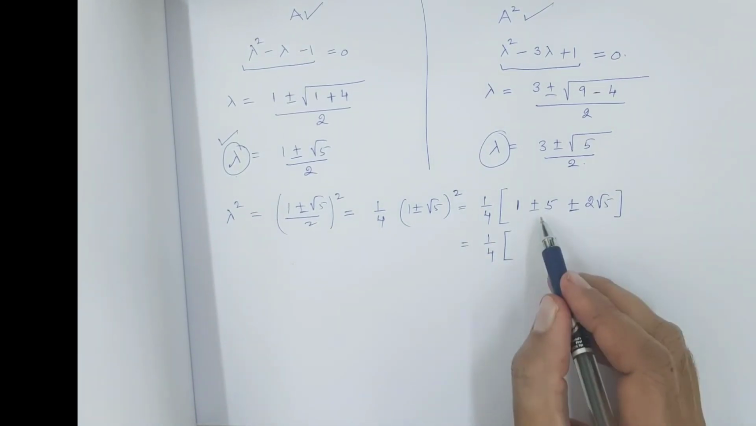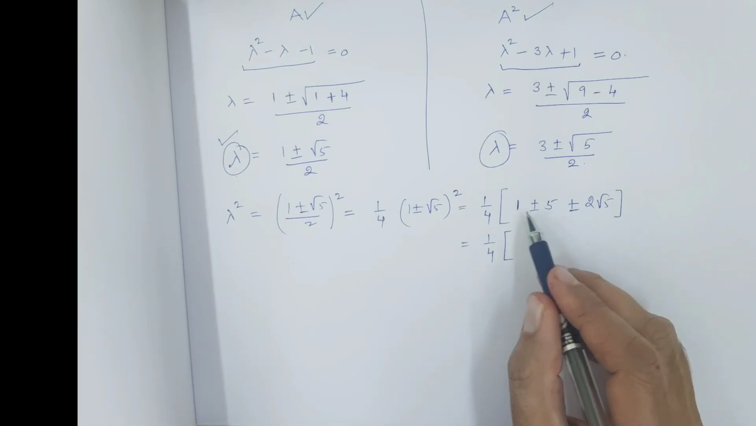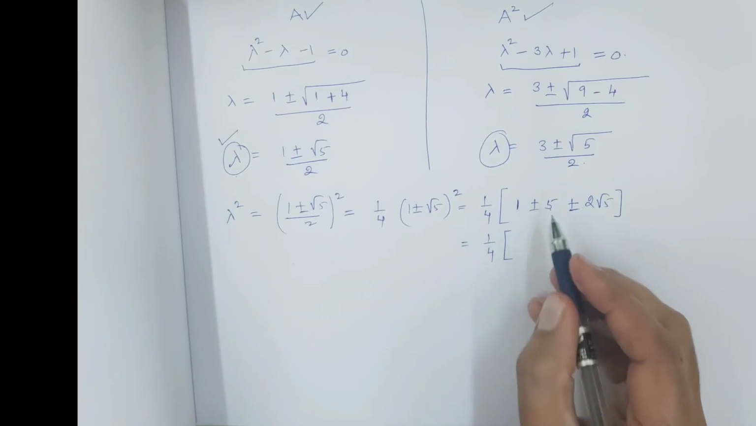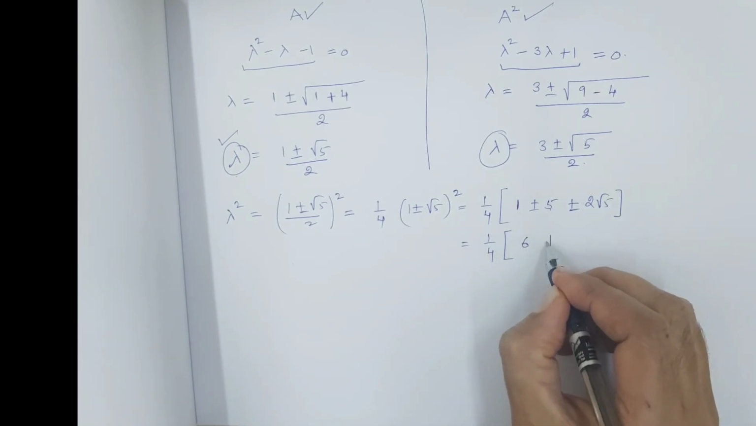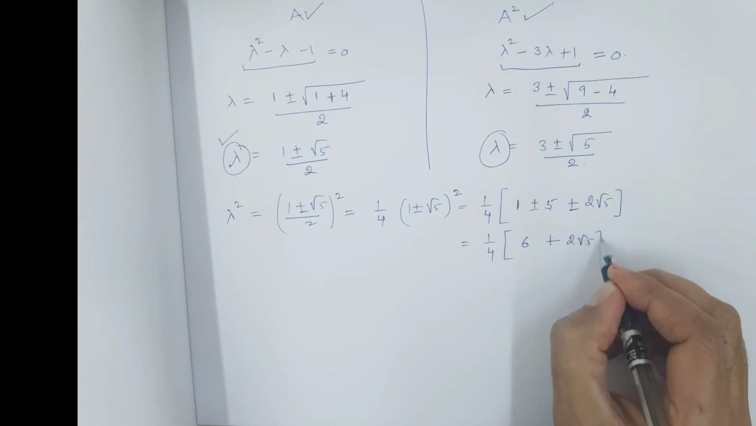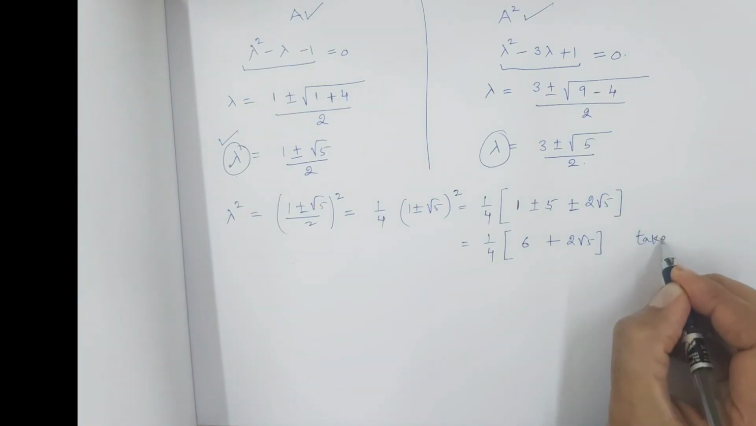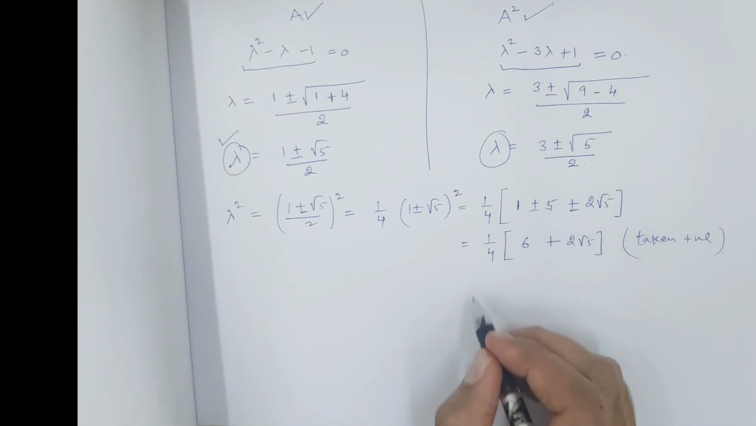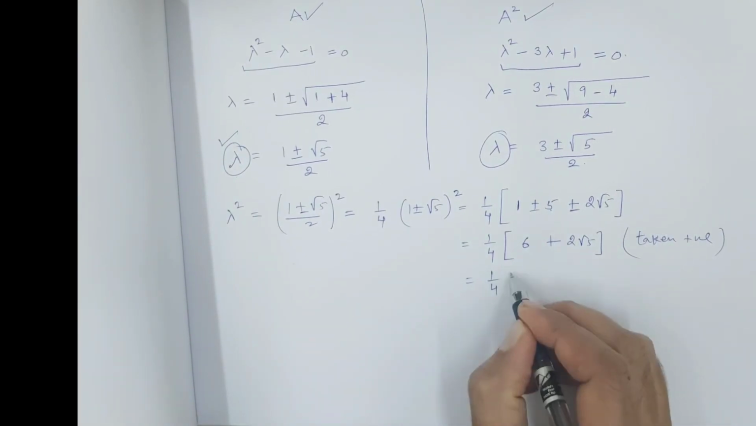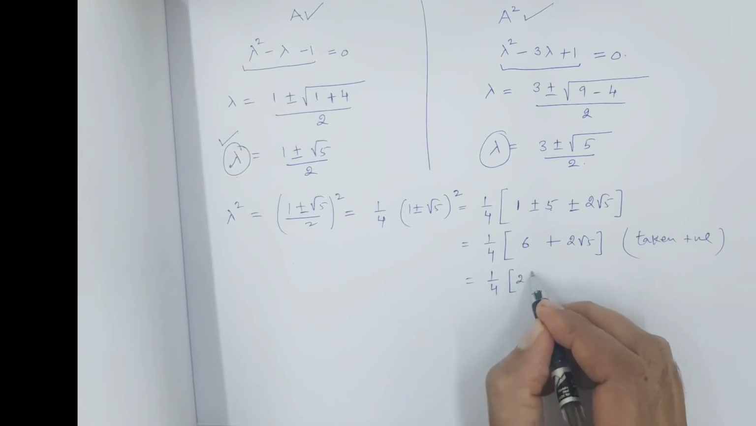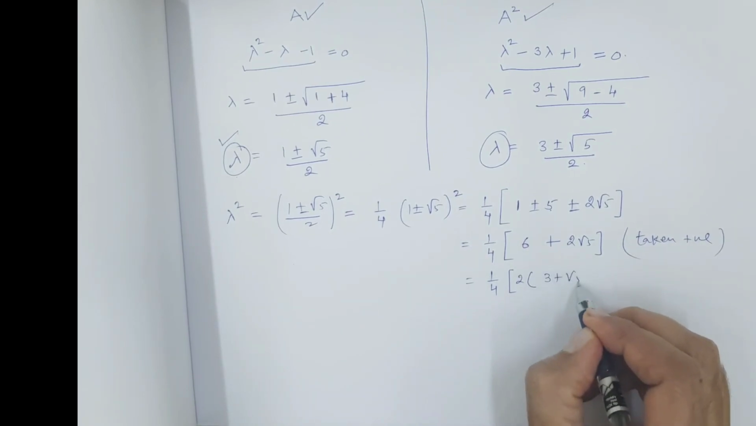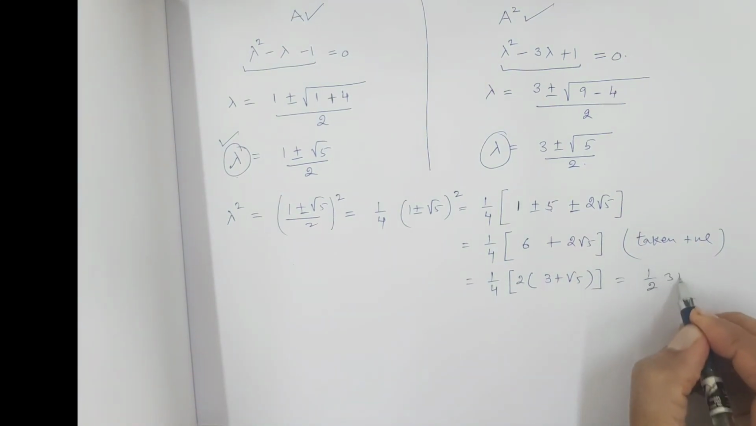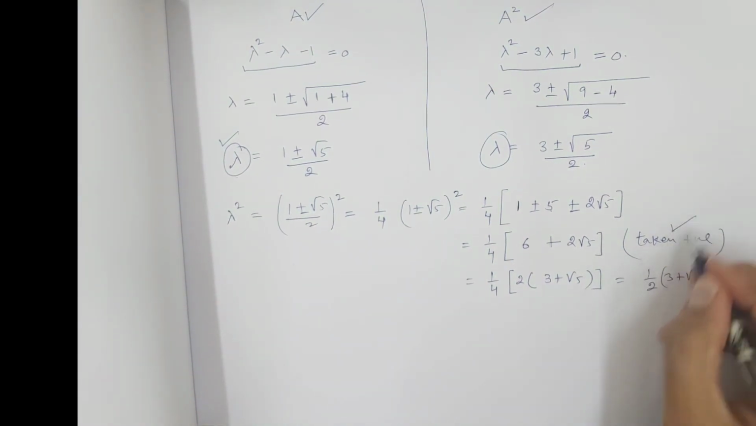First taken positive, we find 1 plus 5, 6 plus 2 under root 5. Taking positive, we get this: that is equal to 1 upon 4, 2 is taken common, 3 plus under root 5, 2 cancel, we find 1 by 2, 3 plus under root 5 for positive.